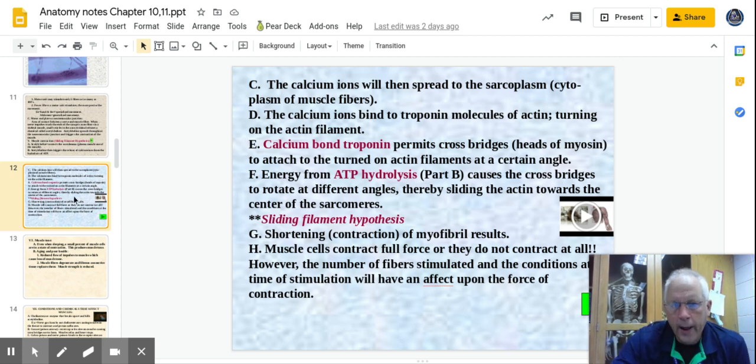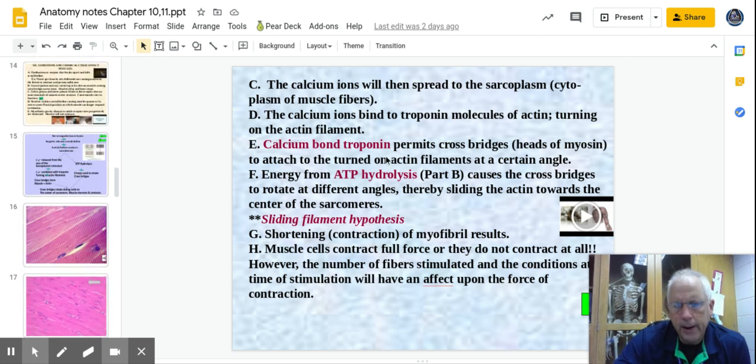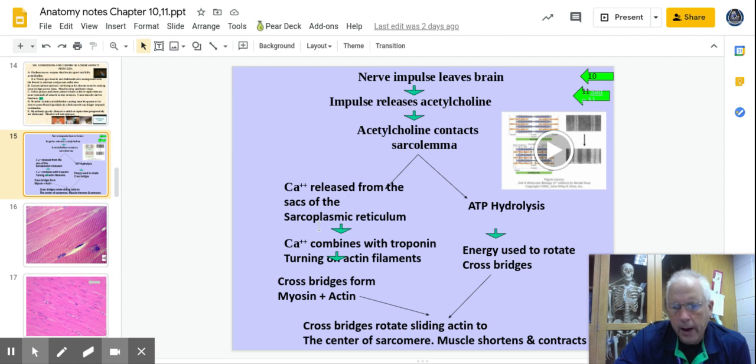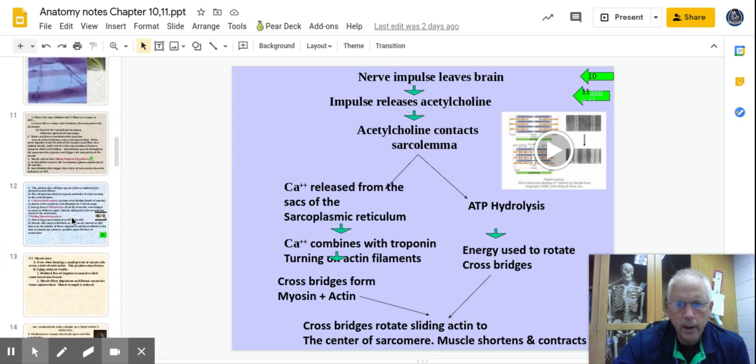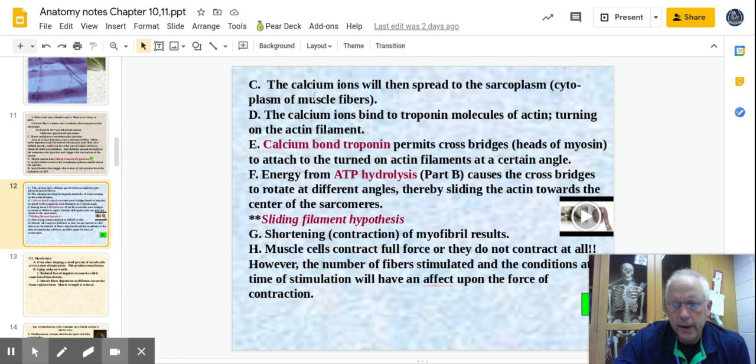So what happens to the calcium? You can see from the diagram that calcium gets released from the sacs of the sarcoplasmic reticulum, which is an organelle in the muscle, and it's going to combine with another chemical called troponin. All right, so now we have something called calcium-bound troponin. That's what this little letter C here says. Calcium spreads through the sarcoplasm, which is the cytoplasm of the muscle. It binds with troponin. And now we're going to turn on actin.